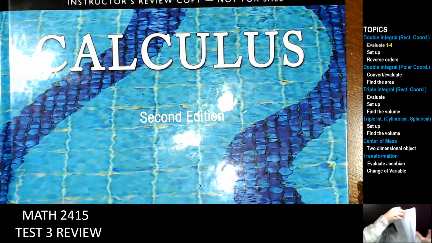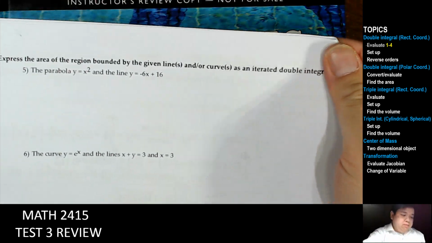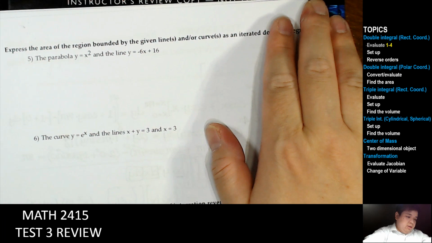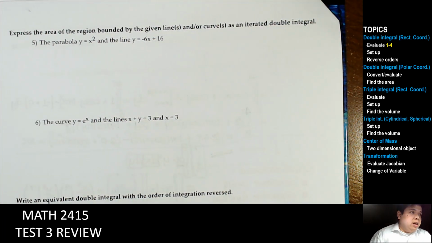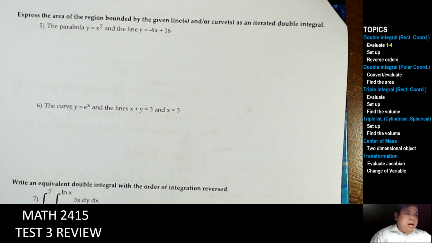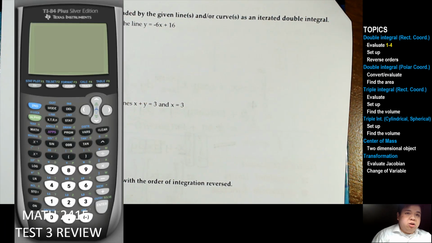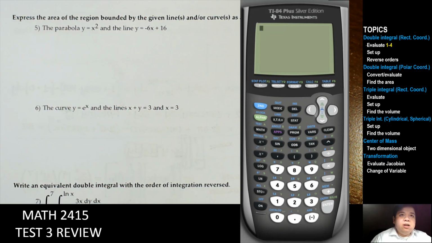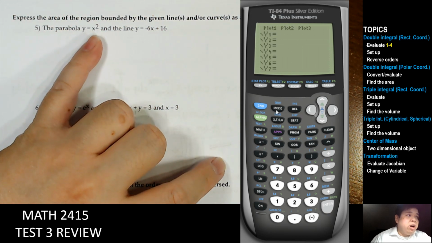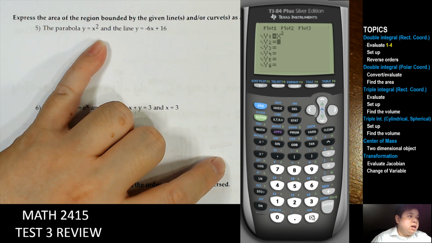Right. Now we're going to set up the double integral. We're going to sketch. Let's use the calculator here to help us sketch the graph. First, we're going to graph y equal to x squared and negative 6x plus 16.